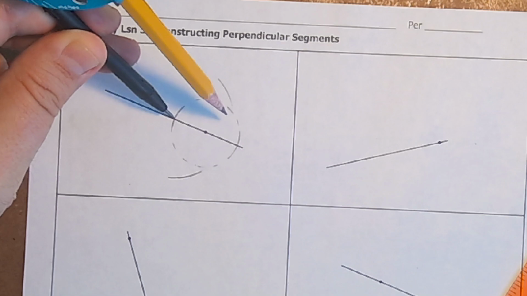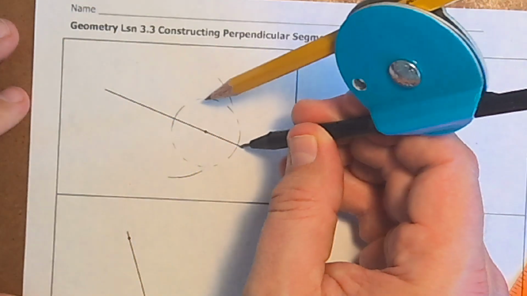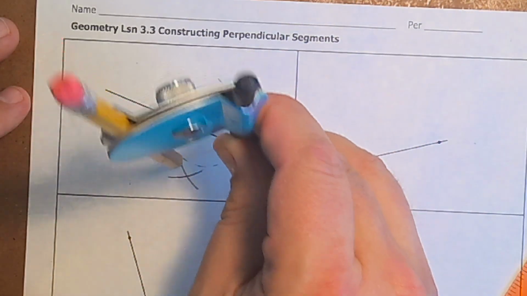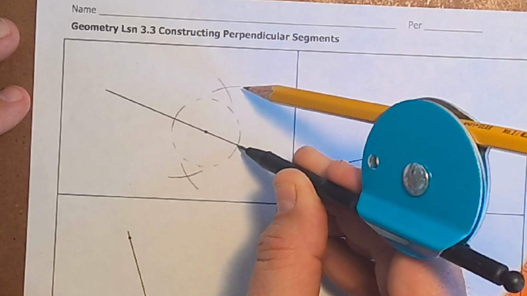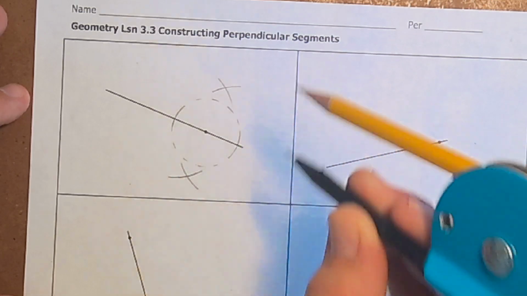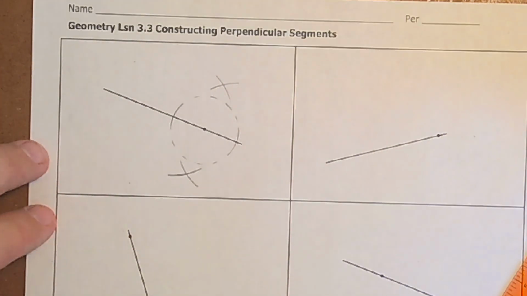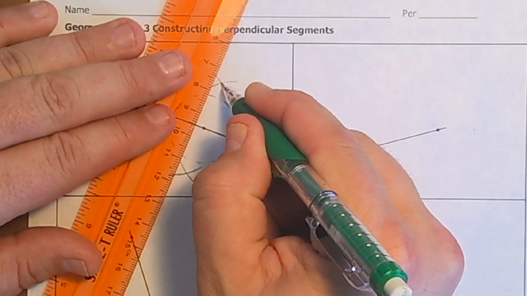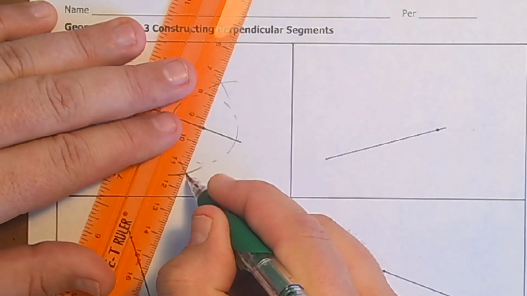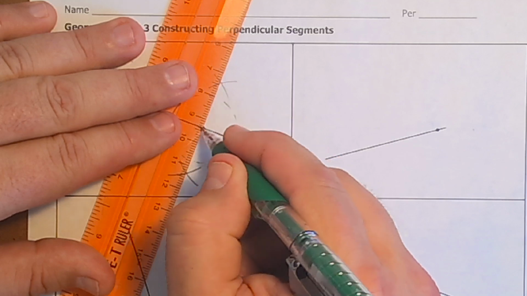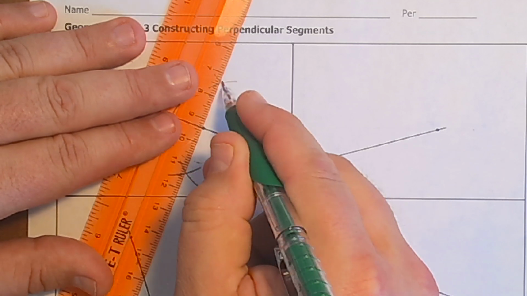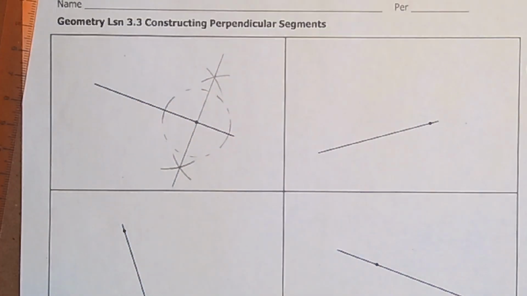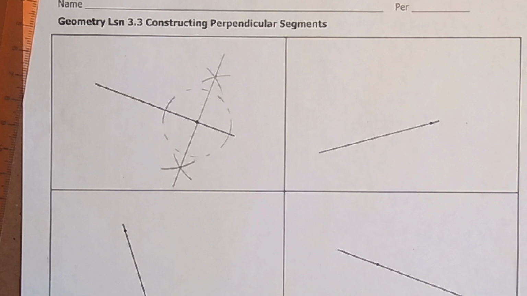And then I switch my pointer over to the other side of the circle here, and I arc above, and I arc below. I'm gonna go right through the middle of the circle, which is the point that I wanted to draw my line segment through. And so then I can come over here and I can line up my pencil and draw my line. And I just created a line segment right through the point that I wanted.